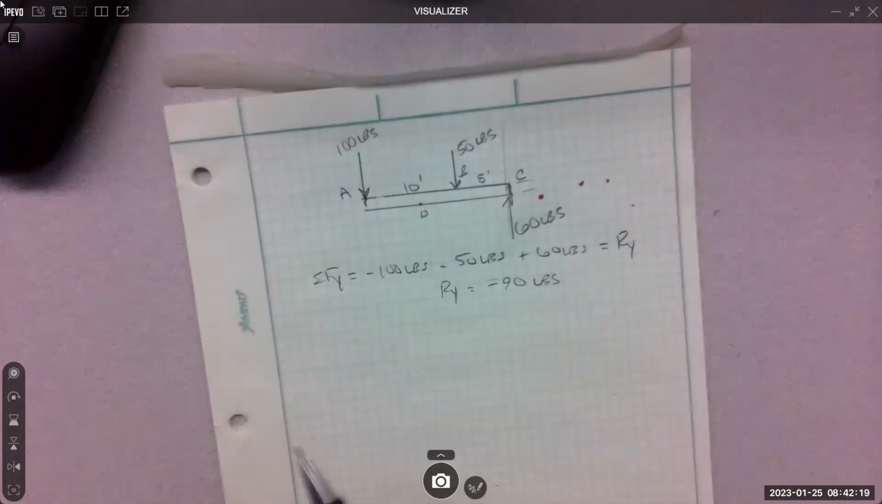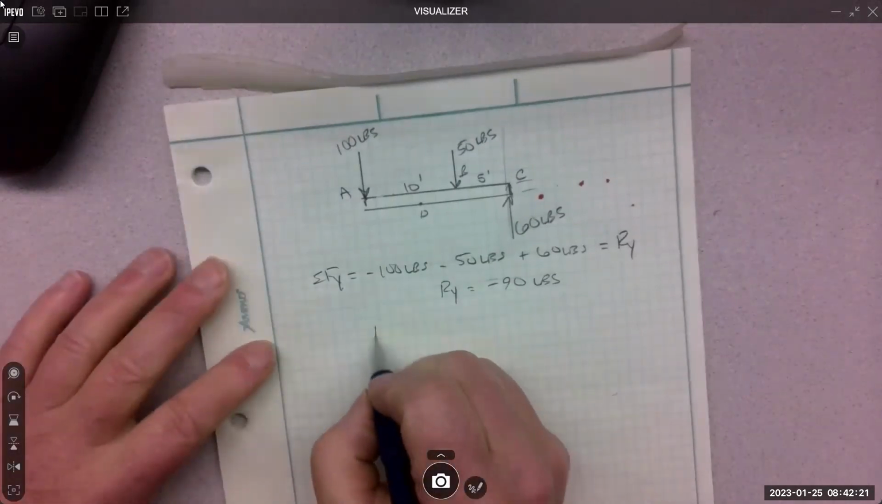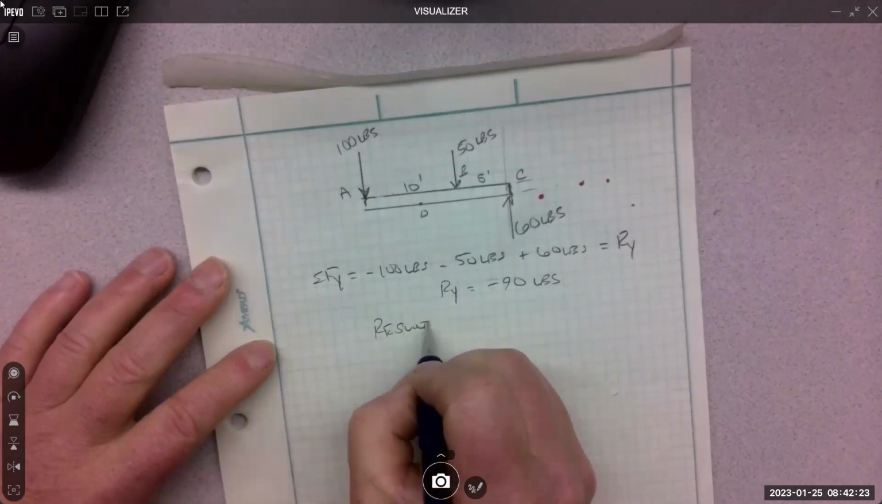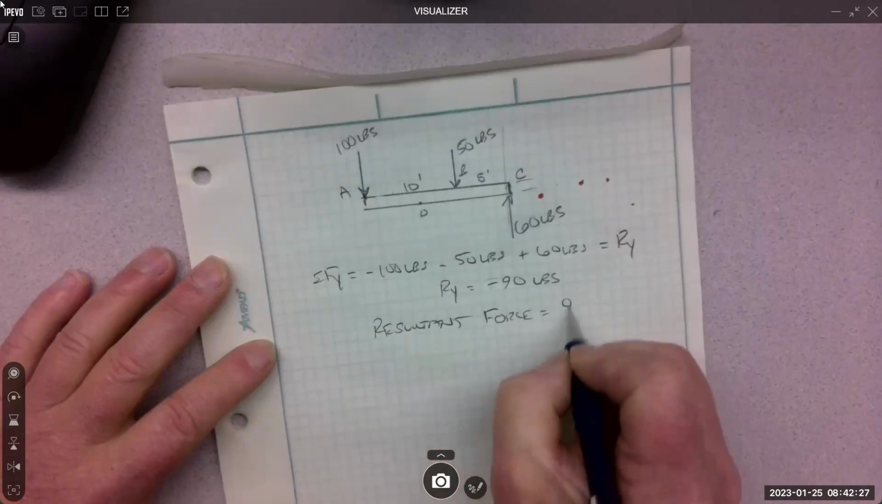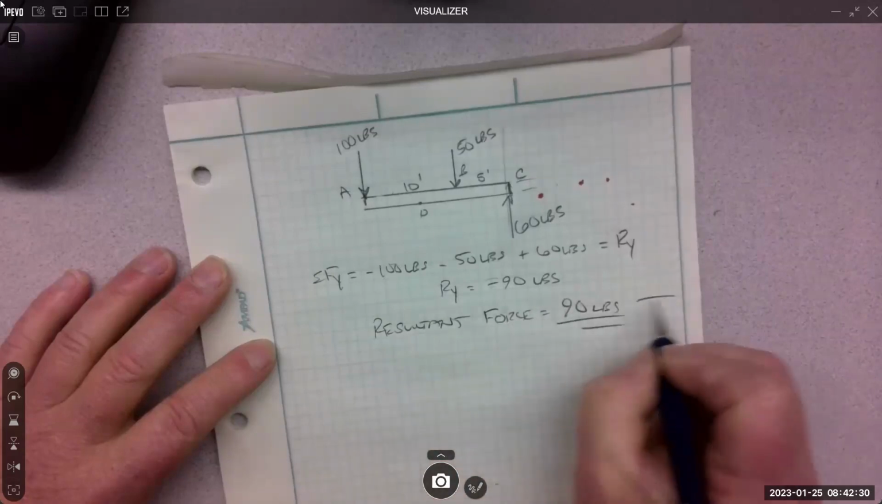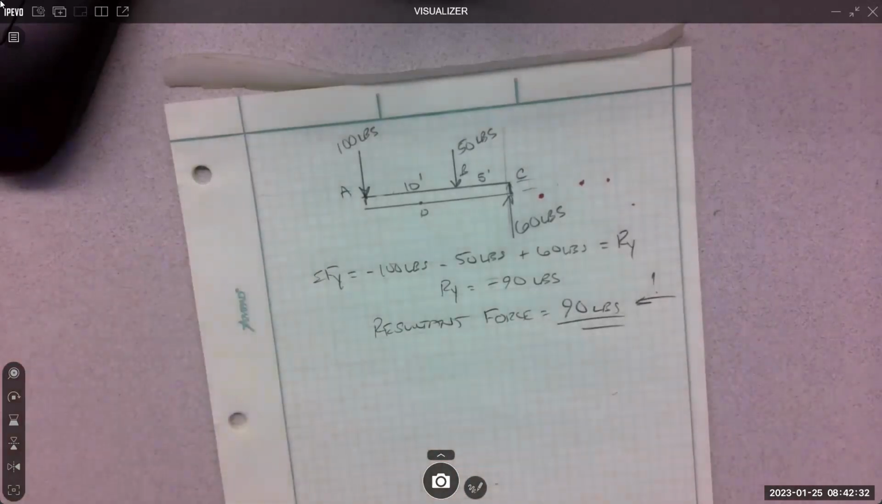There is no X. So the resultant force, like if the question said, what's the resultant force, and I don't care where it is, it's 90 pounds. It's the addition of all the forces up and down, right? If it's a parallel system. If it was an angled system, then you'd have to do X and Y, just like we did before, Pythagorean theorem to come up with R, okay?